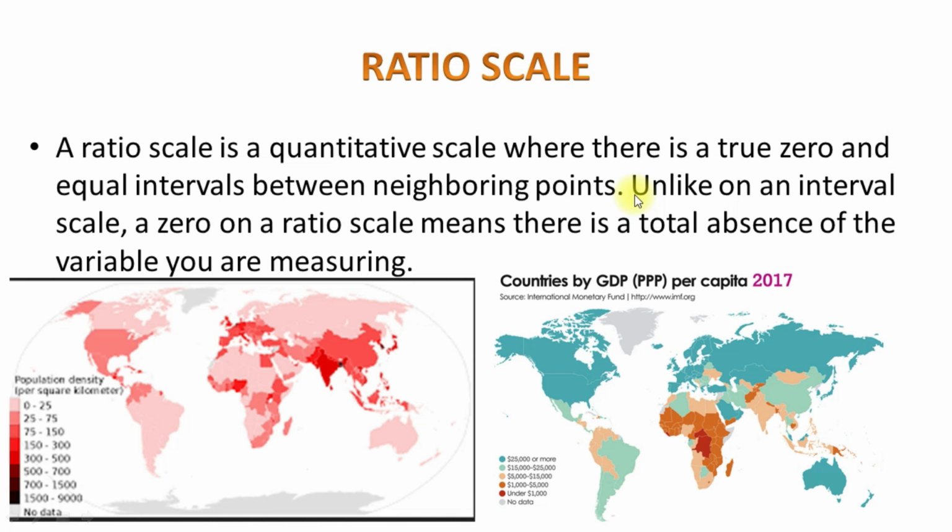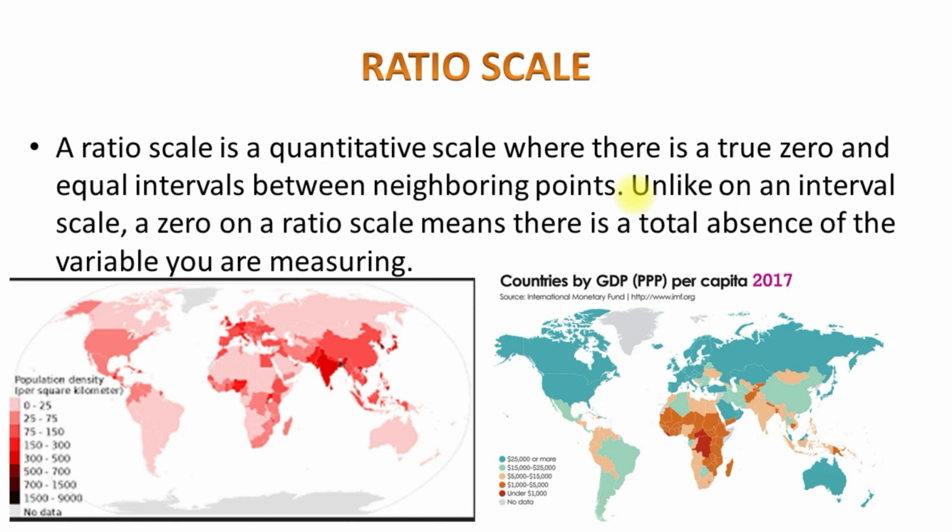Then the last one is ratio scale. A ratio scale is a quantitative scale where there is a true zero and equal intervals between neighboring points. Unlike on an interval scale, a zero on a ratio scale means there is a total absence of the variable you're measuring.